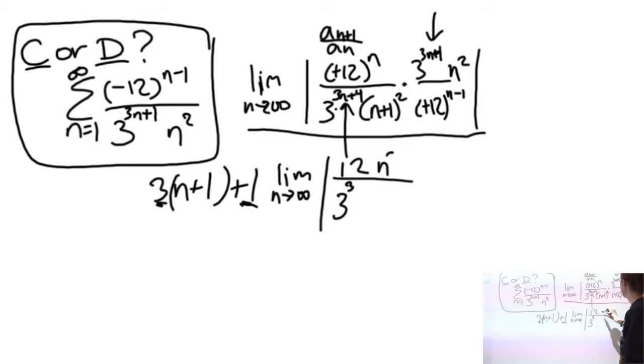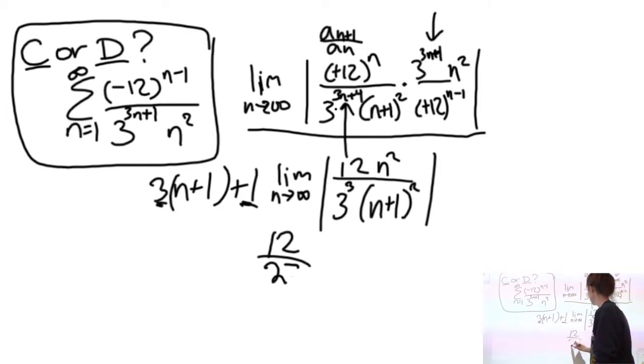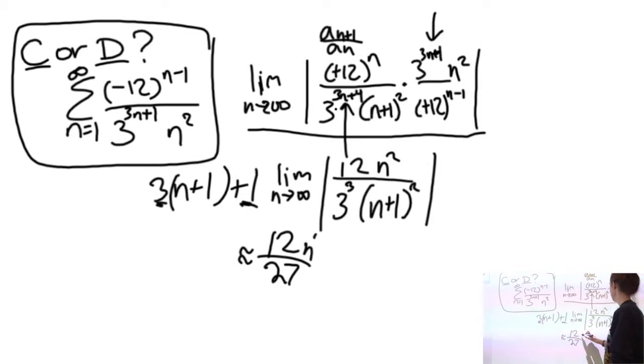And then you have an n squared up here, and n plus 1 squared. So you know that this ends up turning into 12 over 27. To simplify this, you can say that the limit is approximately equal to 12n squared over 27n squared. Because the other terms, the 9 and all the other factors, don't matter. It wants to go to the largest polynomial possible, which is n squared. That's why we can do this simplifying.